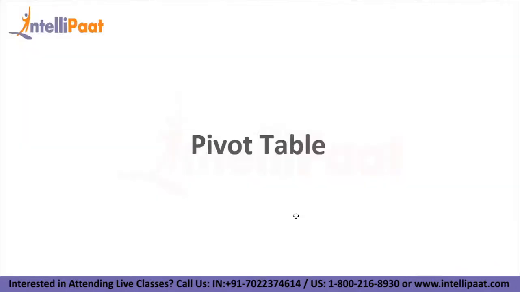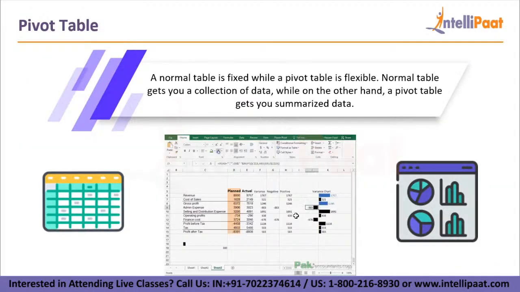Our next agenda is pivot table. Before moving forward with how to implement a pivot table, let's try to understand what is the difference between a normal table and a pivot table. It's very simple. A normal table is fixed, while a pivot table is very flexible. A normal table gets you a collection of data, while on the other hand, a pivot table gets you summarized data.